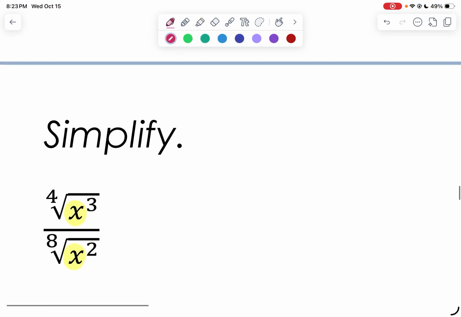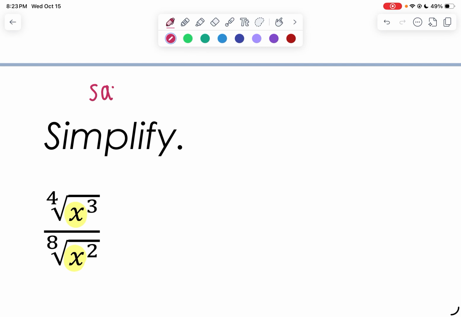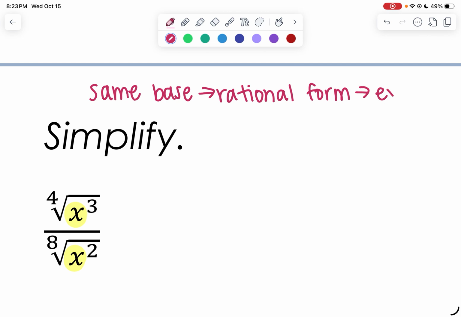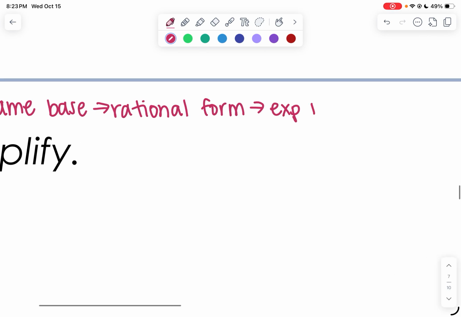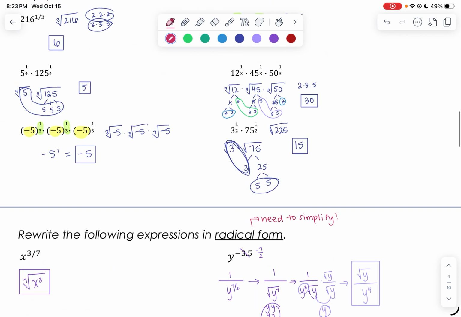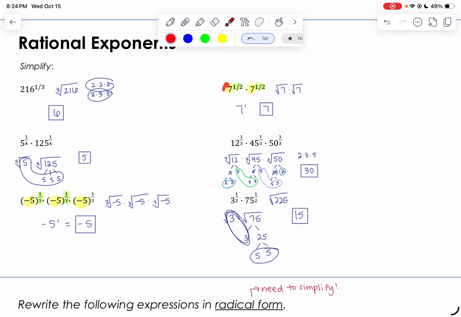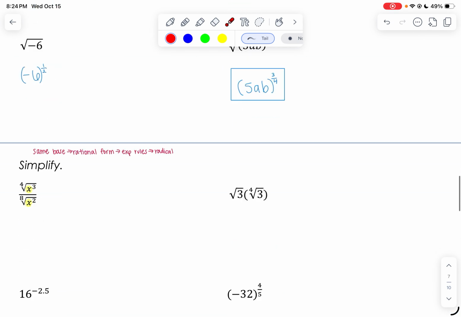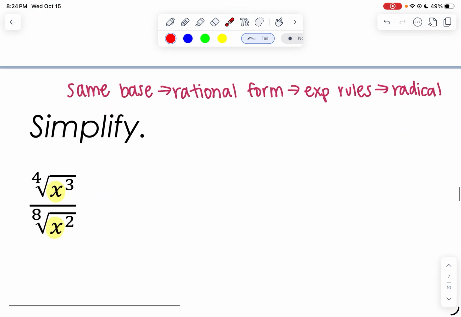So anytime that you have the same base, you can convert it to rational form. Follow your exponent rules, or those shortcuts that we talked about. And then take it back to radical form, okay? And a prime example of that was way back up here when you had these ones that were to the same base, so we just added the exponents, okay? So down here, if you have the same base, convert it to rational form, and then just use your exponent rules, and then go back to radical form, okay?